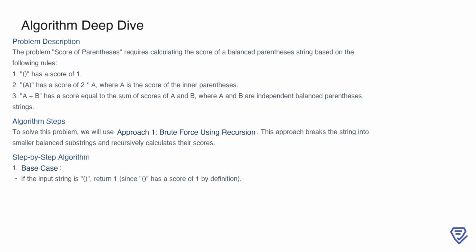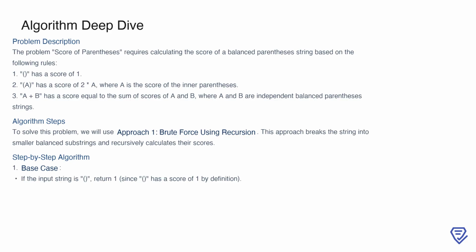In this problem, we are tasked with calculating the score of a balanced parentheses string based on 3 key rules. First, a single pair of parentheses has a score of 1. Second, if a pair of parentheses wraps around another balanced string, such as (A), its score is twice the score of the inner content. Lastly, the score of 2 independent balanced strings, like A plus B, is simply the sum of their individual scores. To solve this, we'll explore a brute force approach that leverages recursion.